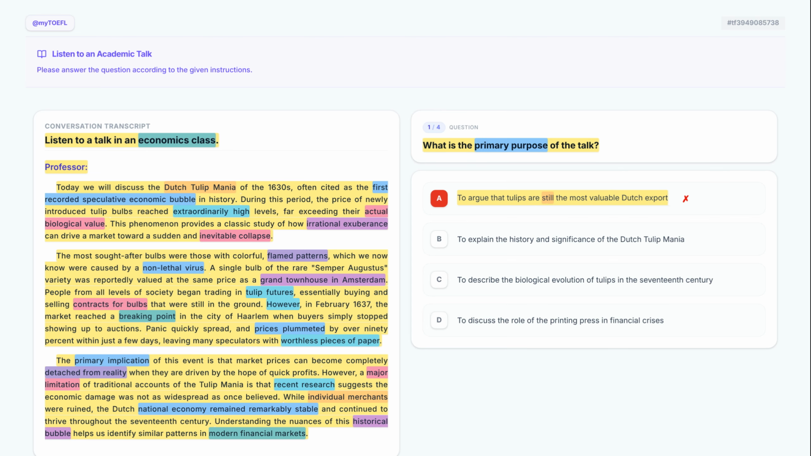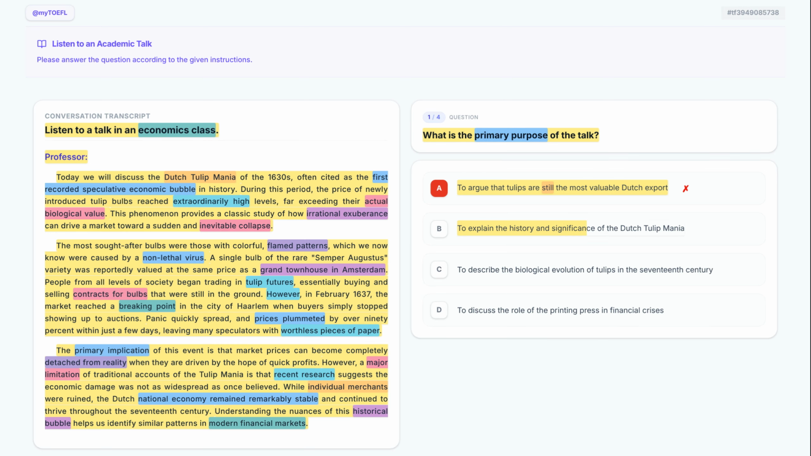Now let's check what option B suggests: to explain the history and significance of the Dutch Tulip Mania. This is a perfect match because it summarizes both the history of the bubble and its significance as a lesson for modern markets.